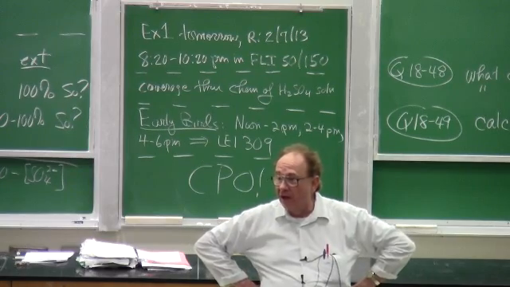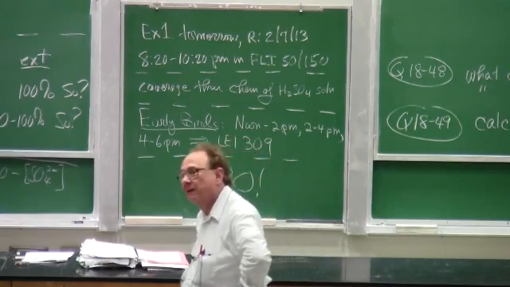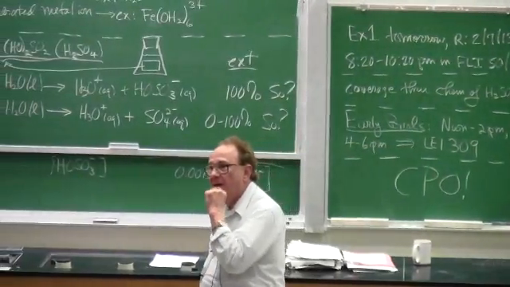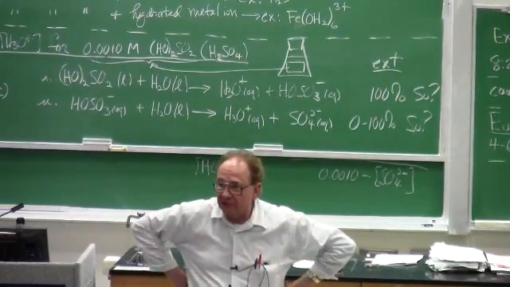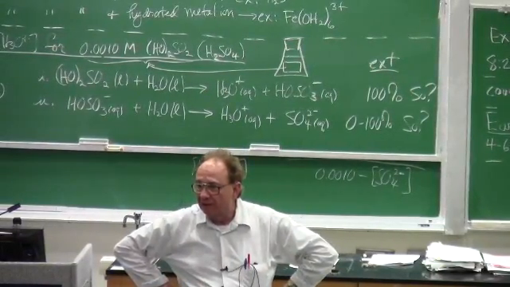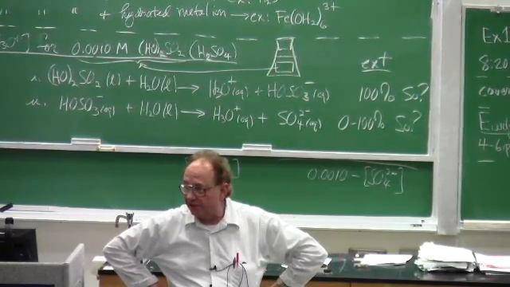1.2 times 10 to the minus 2 is a pretty big K value for a weak acid. And what else? The dilution factor, right? How concentrated is the solution? The lower the solution concentration, the more dilute the solution, the greater the ionization extent.